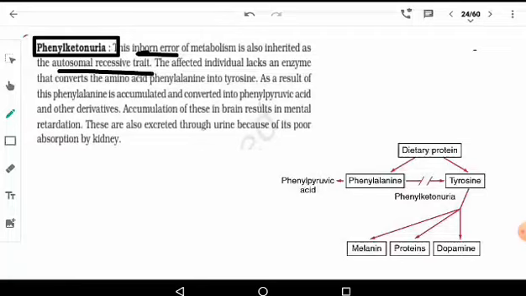In phenylketonuria, the person that is affected lacks an enzyme that converts the amino acid phenylalanine into tyrosine.